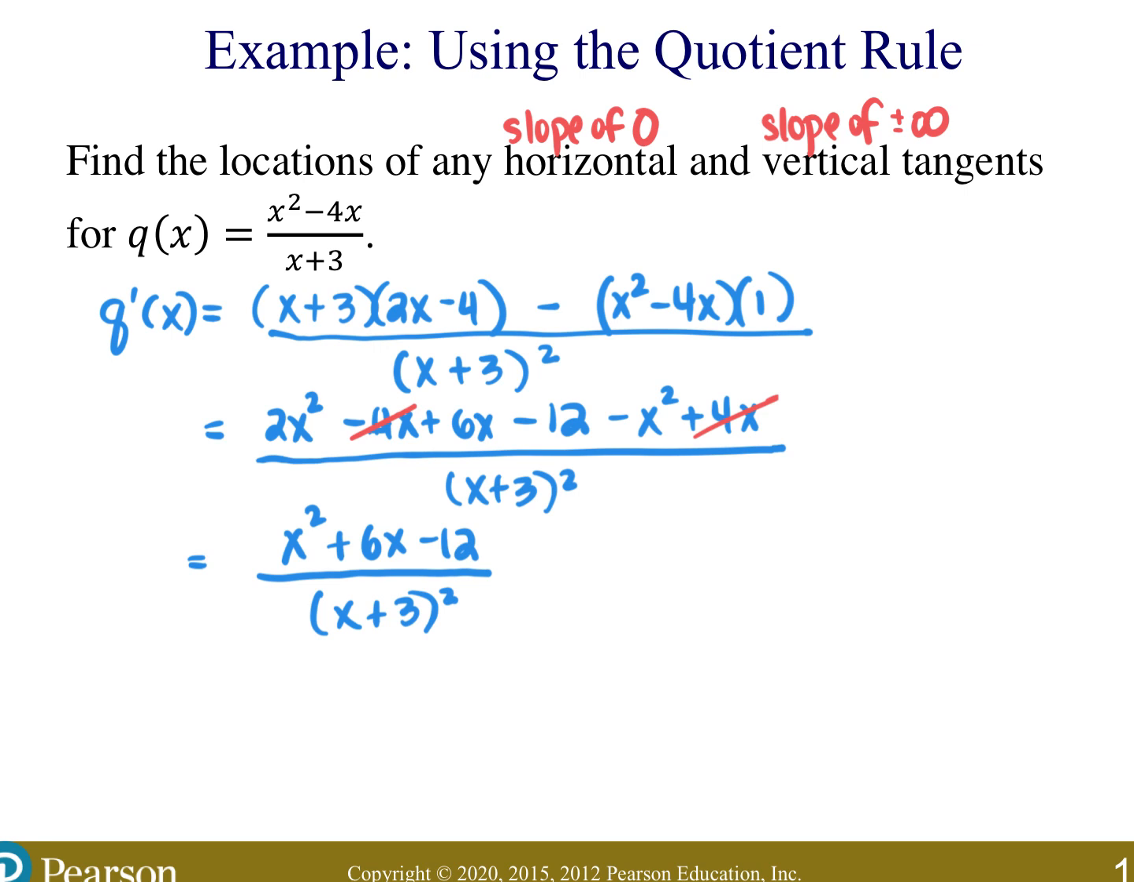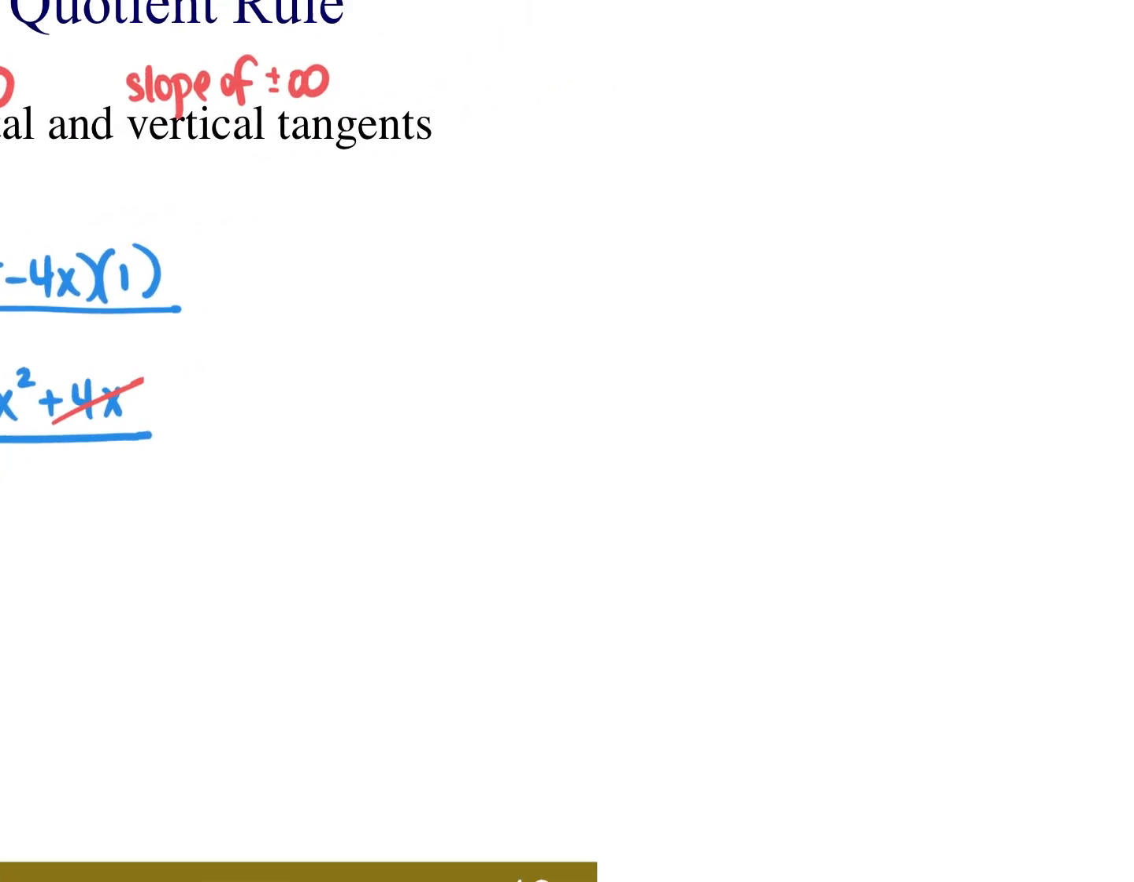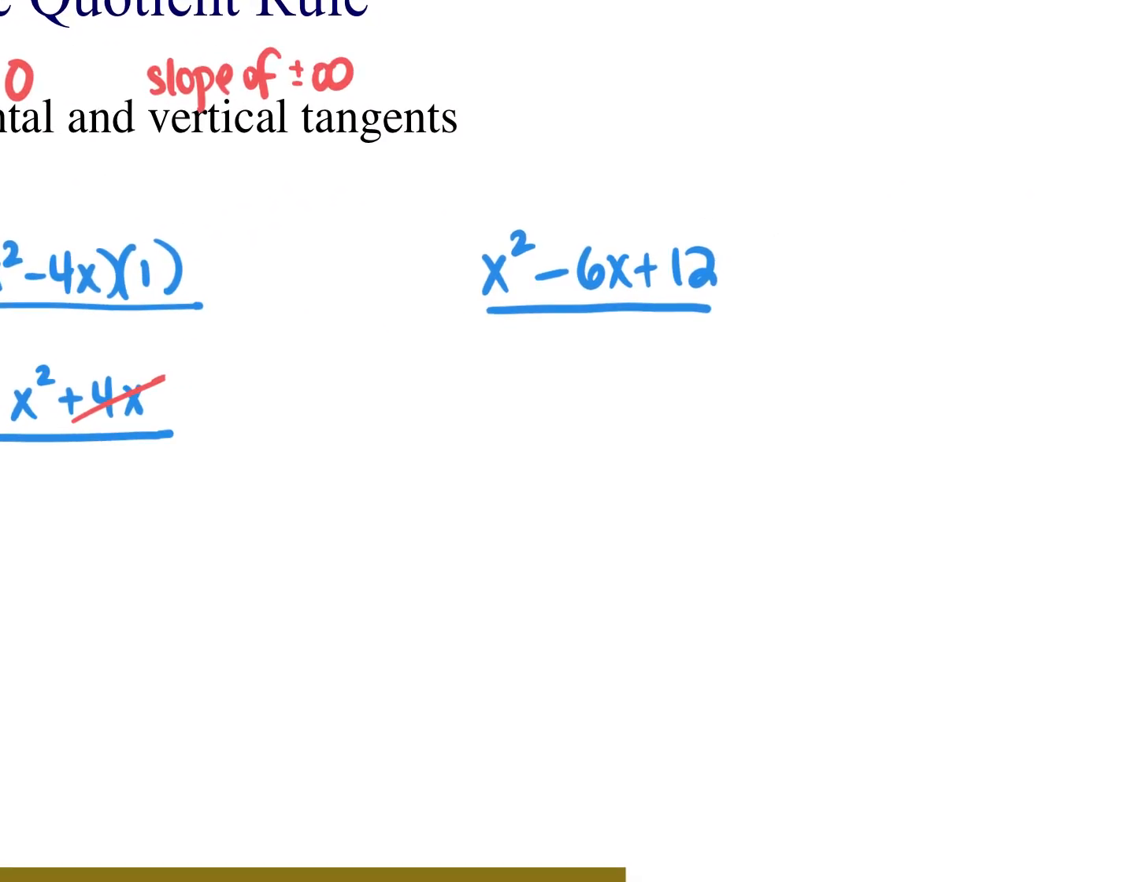If I want to find the slopes of 0, that will bring me to the horizontal tangents. If I want to find the slopes of vertical, or the slopes of infinity, that will lead me to the vertical tangents. So let's find the slopes of 0. Okay, I'm going to move over on mine. What was it? X squared plus 6x minus 12, over x plus 3 squared. I just copied them wrong.